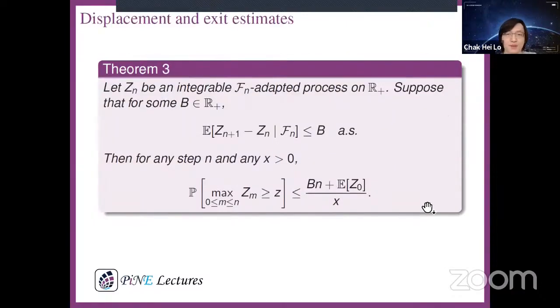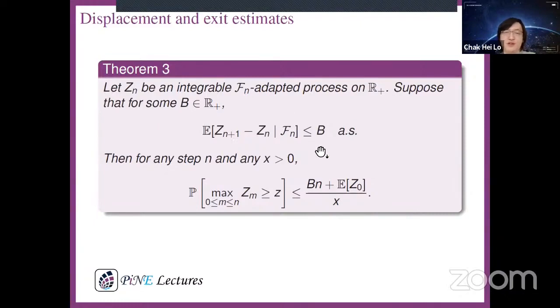Before we talk about recurrence and transience, I want to give you the following theorem, which is in some sense separate, but a very useful result. Let X be an integrable Fn-adapted process on R plus. So we are thinking on R plus now. Suppose that for some b, also in R plus, we have this condition.